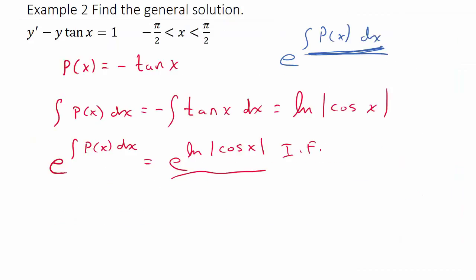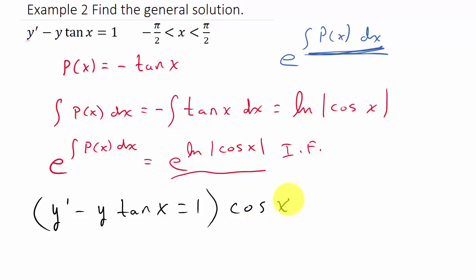Alright, so here's my equation. I have y prime minus y times tangent x equals 1, and I'm multiplying that times my integrating factor. So I'm going to multiply it by cosine x. Alright, so maybe you're wondering where the absolute value symbols went. Okay, so where did my absolute value symbols go?